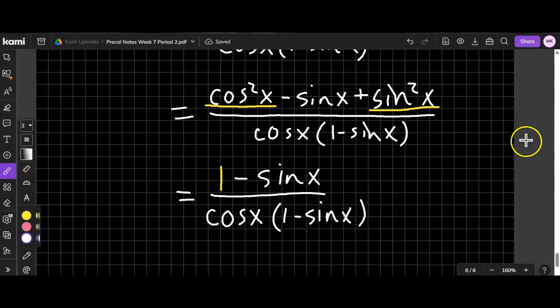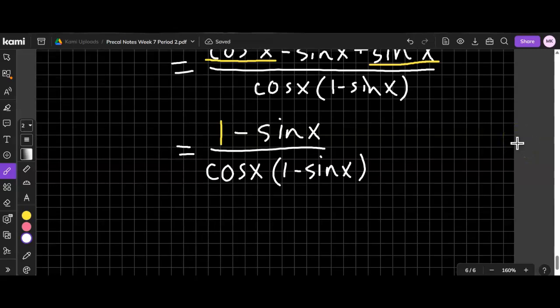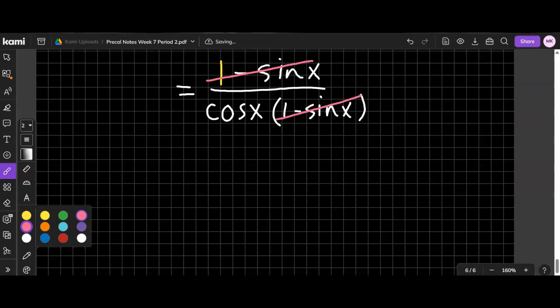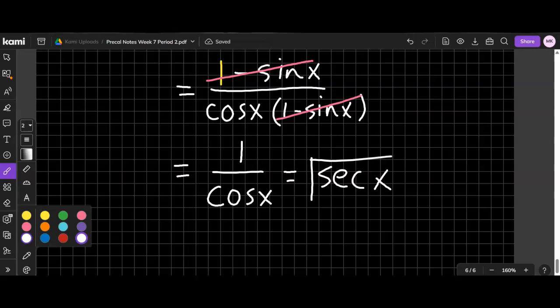And that's very satisfying because now we have the same thing on top and bottom. We now have a 1 minus sine of x on top and a 1 minus sine of x on bottom. That basically just fell in our lap. So those cancel out because anything divided by itself is 1. So what we have is just 1 over the cosine of x, which is the same thing as writing secant of x.